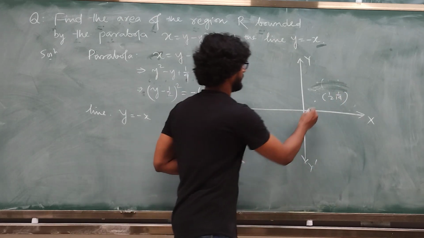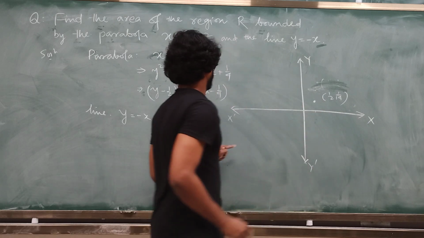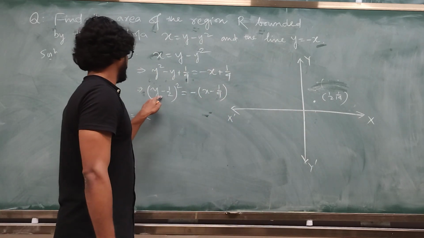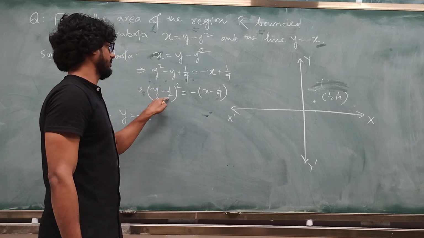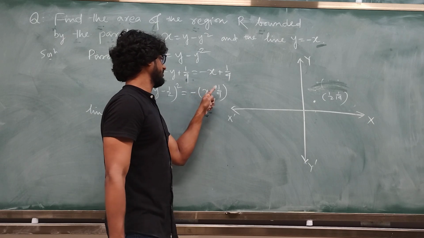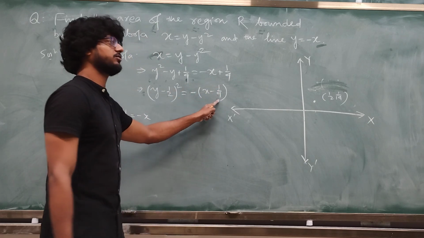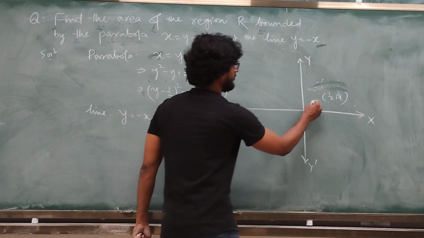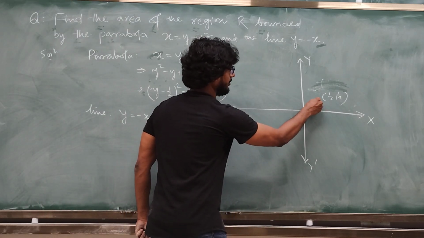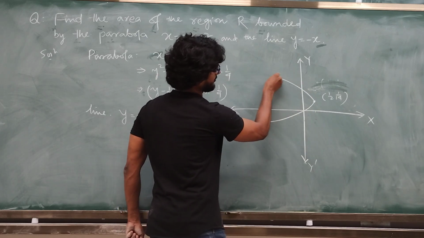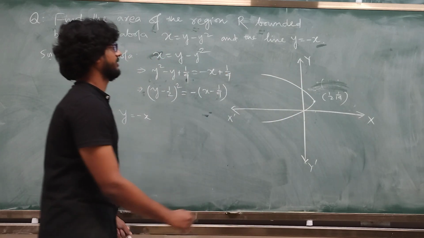Does it pass through the origin? Origin is 0, 0. If we put y is 0, then we get 1 by 2 squared, that means 1 by 4. And x is 0, then minus of minus, that means plus 1 by 4. So 1 by 4 equals 1 by 4 we are getting. That means we get one parabola which is passing through the origin on the negative x-axis, on this negative side.